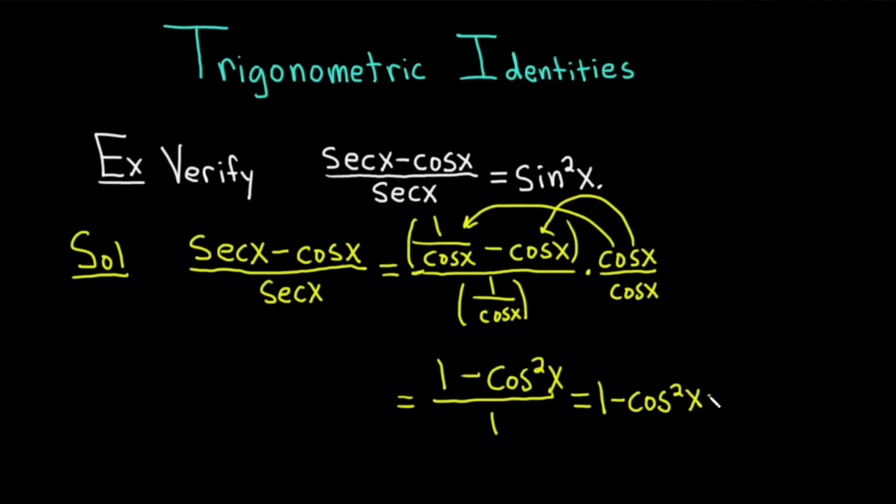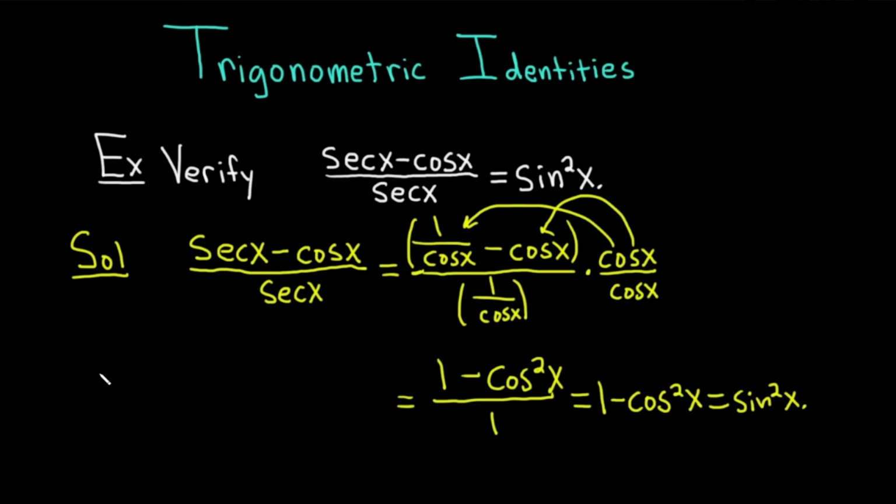And this is equal to sine squared x via an identity. And so that is our complete verification. Something needs to be said about this last step because it's really important to memorize that 1 minus cosine squared is equal to sine squared. So I'm going to show you how I memorize it.